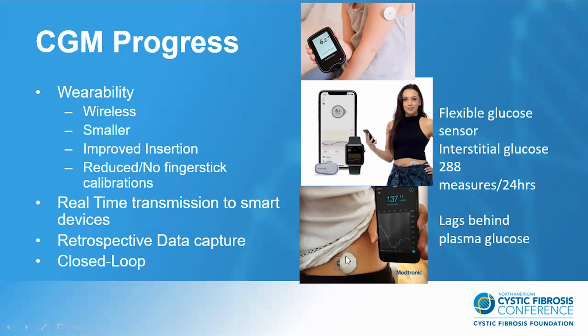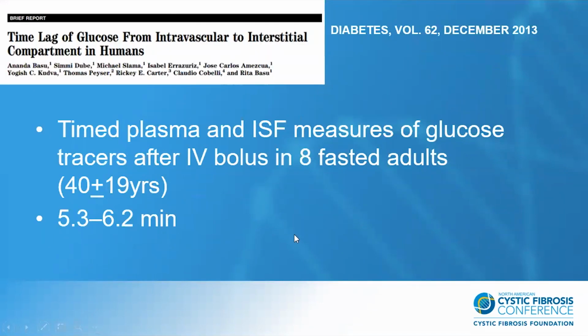Well, that's the goal. All the sensors work by measuring glucose in the interstitium up to 288 times a day using glucose oxidase as the method. And it's important to realize that this lags behind changes in plasma glucose. So when you study that using radio-labeled glucose given as boluses into the intravenous fluid, the glucose level will take about 5 or 6 minutes to be detected in the interstitial fluid as compared to the plasma.